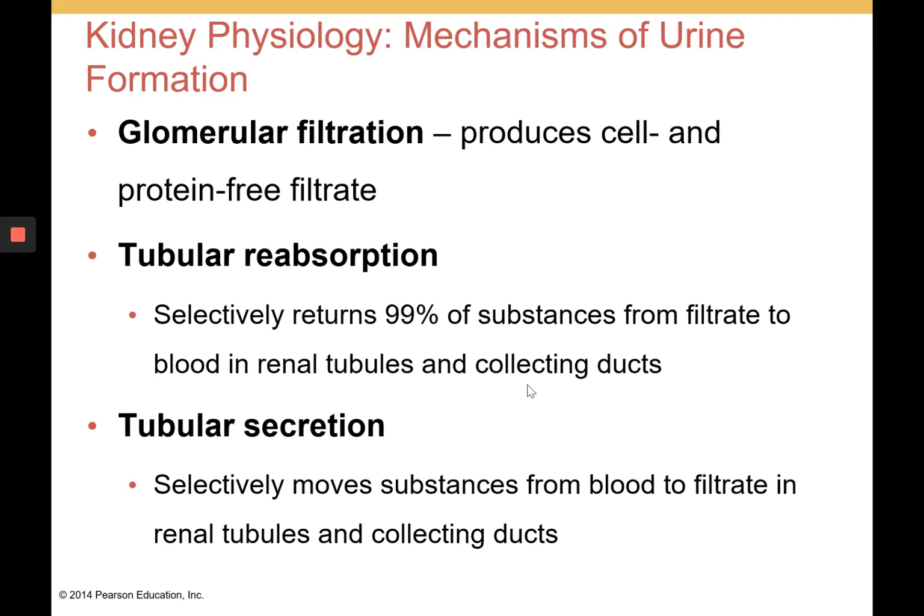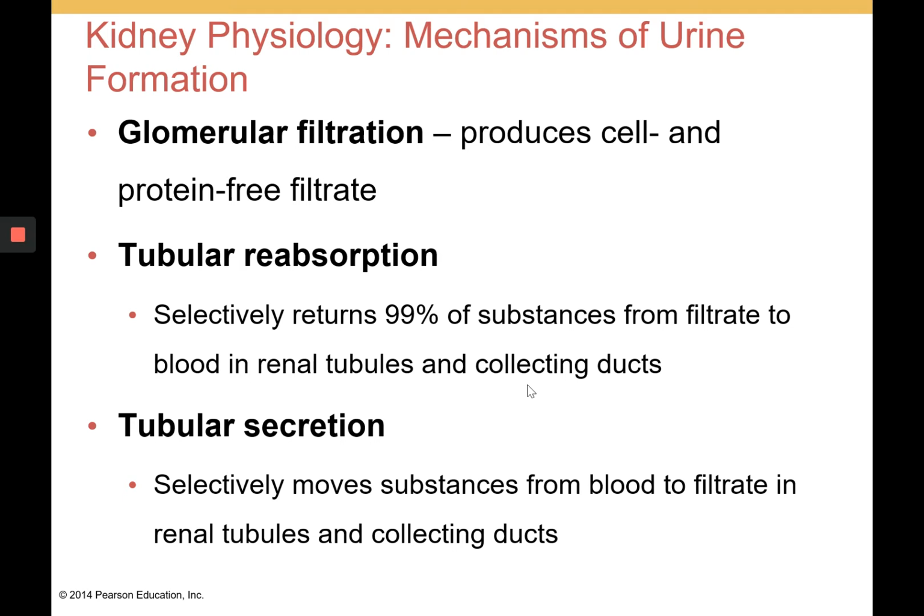Tubular reabsorption is going to be a selective process, and since glomerular filtration is not, it's able to select what it wants from the filtrate, which is in the tube, and return that back to the blood. So tubular reabsorption is a selective process that returns 99% of substances from the filtrate in the tube to the blood, specifically either the vasa recta or paratubular capillaries. Tubular secretion is the opposite of tubular reabsorption.